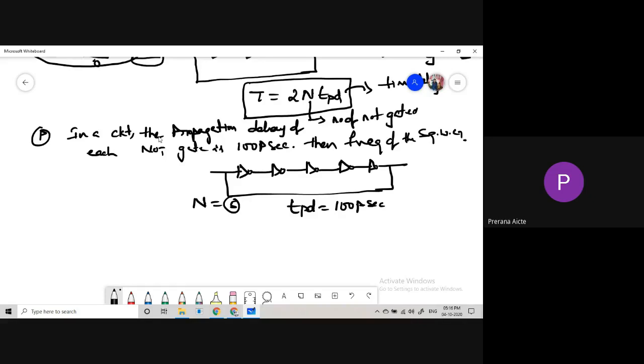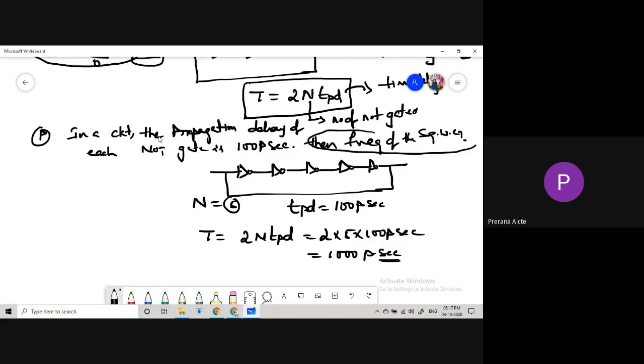Then what about the total time? Time period T equal to 2N into TPD, which is 2 into 5 into 100 picoseconds. 2 into 5 is 10, 10 into 100 is 1000. So the time period is 1000 picoseconds. Here the question is to find the frequency of the square wave generator.